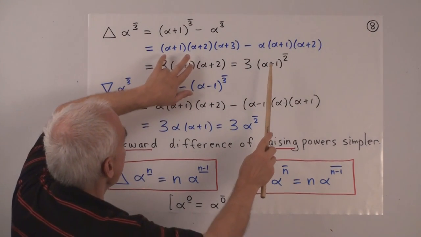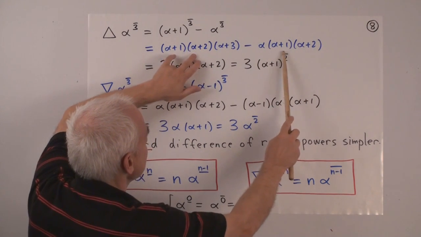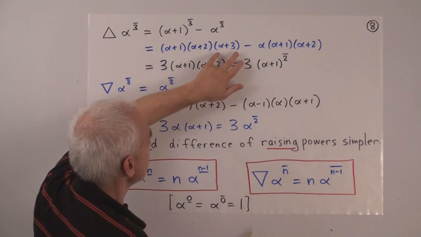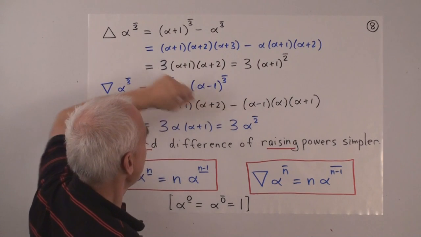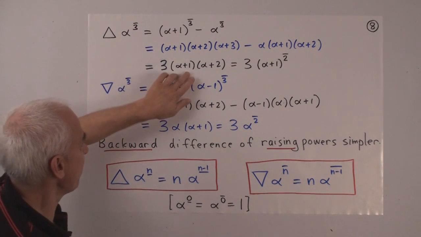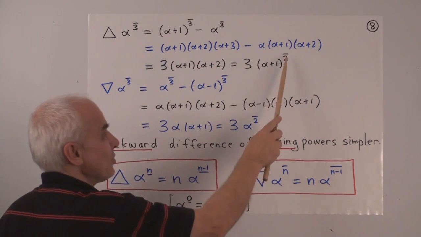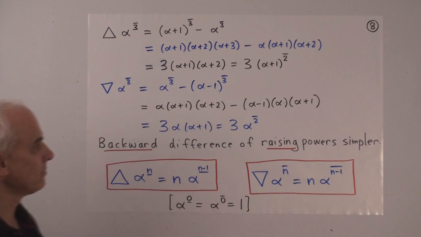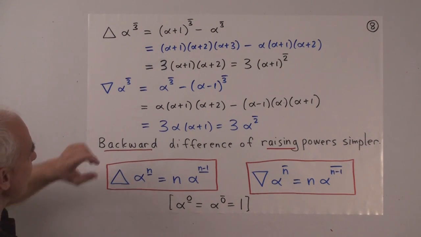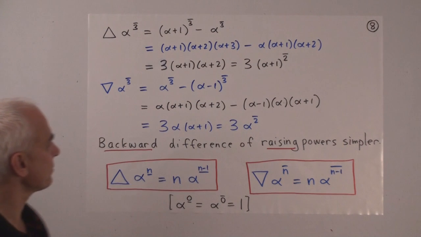You've established the pattern now, I hope. Alpha plus 1, alpha plus 2, they're common in both expressions. The other terms are alpha plus 3 minus alpha. They simplify to 3. So we're getting 3 times alpha plus 1, alpha plus 2, which is 3 times alpha plus 1 to the 2 raising. That's again not that simple because the alpha there turned into an alpha plus 1.